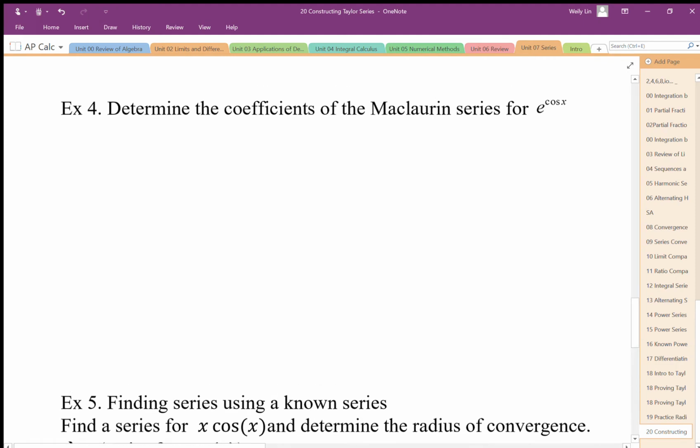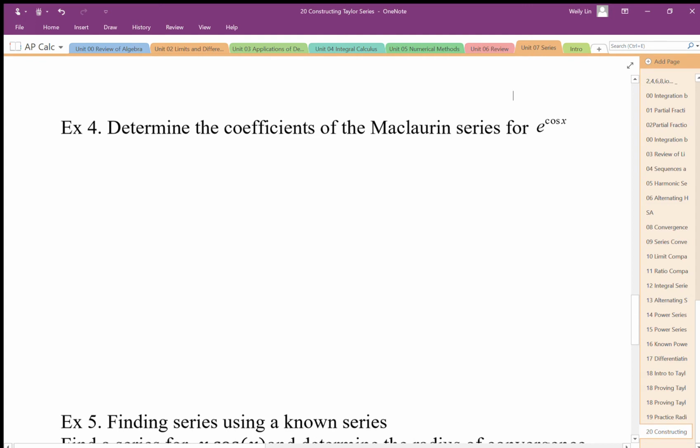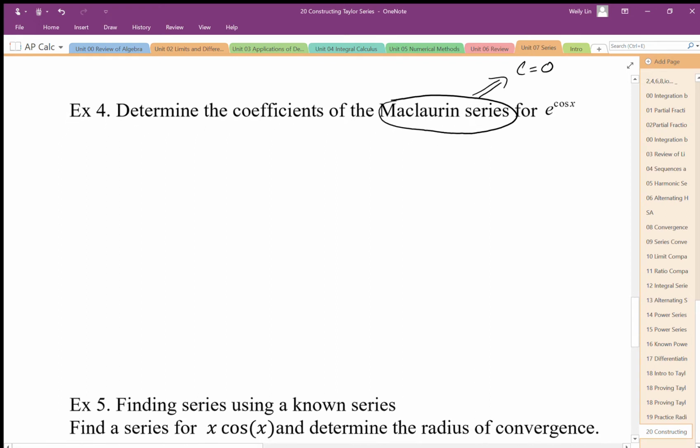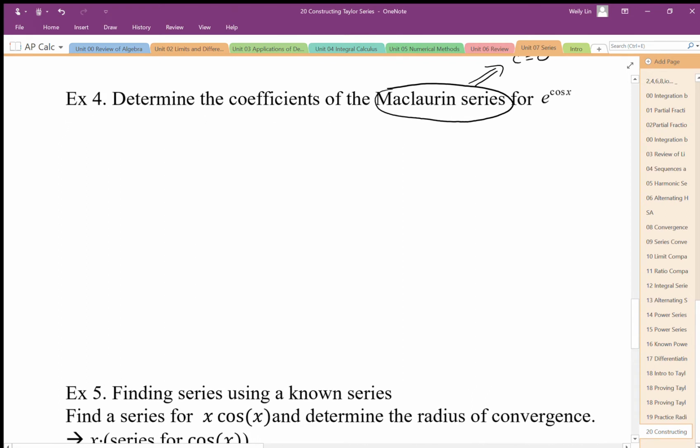So we're going to construct the Maclaurin series, and we're just going to work out the coefficients for our first couple terms of this Maclaurin series. So Maclaurin series, meaning that this is a simple form of the Taylor series where c is equal to 0. Okay, so let's start building this polynomial.